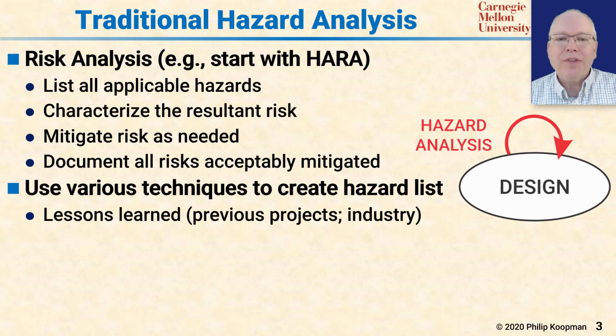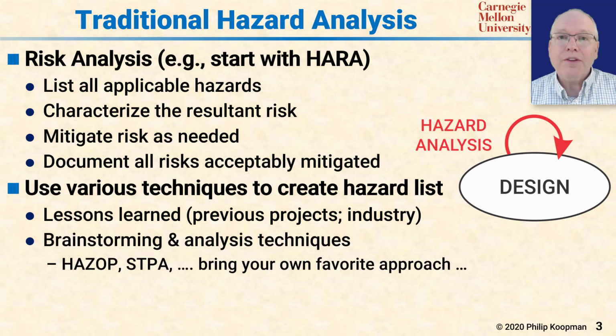There are various techniques to create the hazard list. You typically start with lessons learned. The engineers designing the system know some of the hazards. They just know it because they've seen it before. For sure, those should be entered in. But there's also brainstorming and analysis techniques, HAZOP, STPA. Bring your own favorite approach, bring several of them. At some point, you end up with a big list of hazards, and then you have to document they've been adequately mitigated so that the total system safety is acceptable.